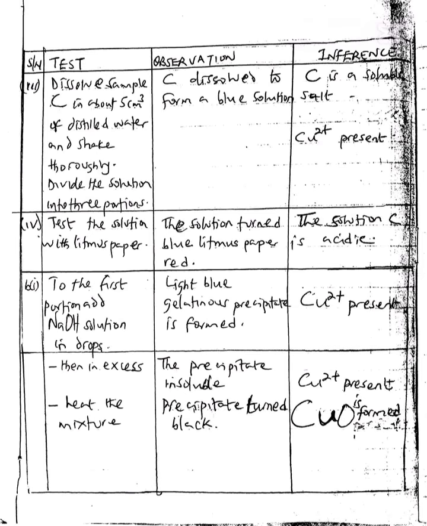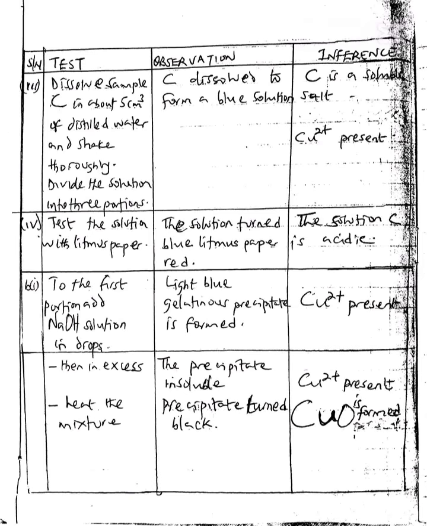Then in your second question, you'll be asked to test the solution with litmus paper. Now you have to test with your blue and red litmus paper. When you put your red litmus paper, you discover that there's no change, but when you put your blue litmus paper, it will change to red, and whatever turns blue litmus paper to red is acidic. So in your inference, you write the solution is acidic.